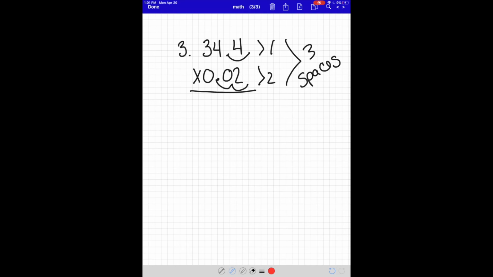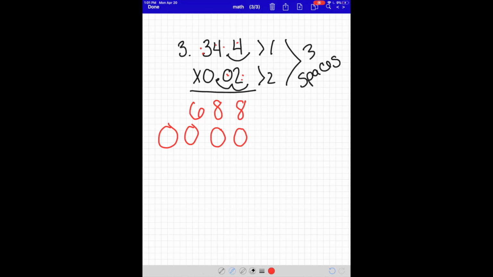Start multiplying. 2 times 4 is 8. 2 times 4 again is 8. And 2 times 3 is 6. Put your 0 down. 0 times 4 is 0. 0 times 4 again is 0. And 0 times 3 is 0.